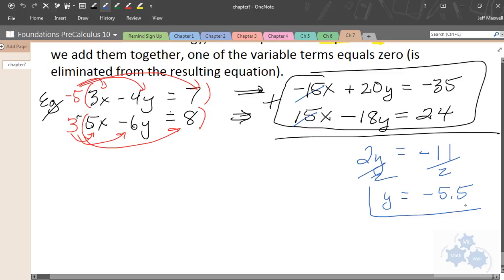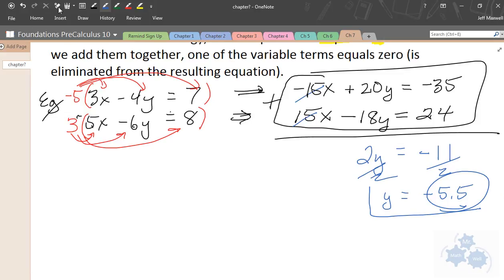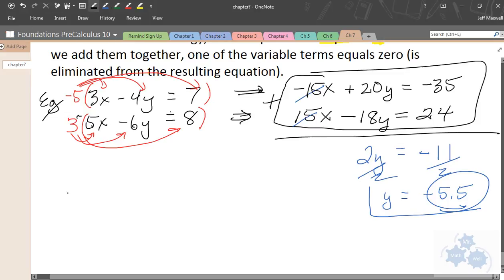Plug this y value into one of the original equations and solve for x. So now this is the same as substitution. So we'll go ahead and do that. I will just take the first of the original equations, because it's always best to use the original equations. So 3x minus 4 times negative 5.5 equals 7.